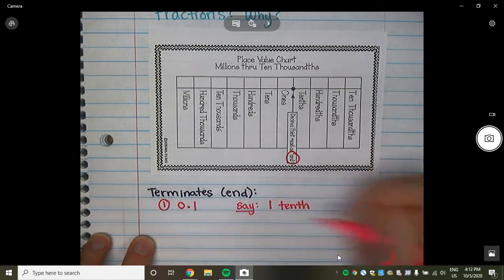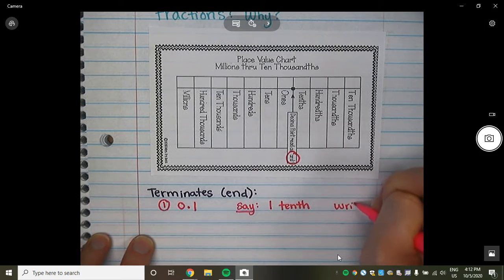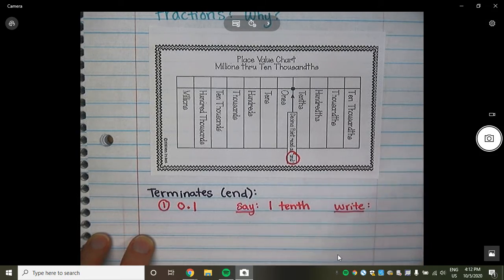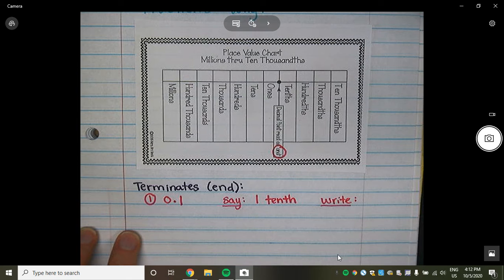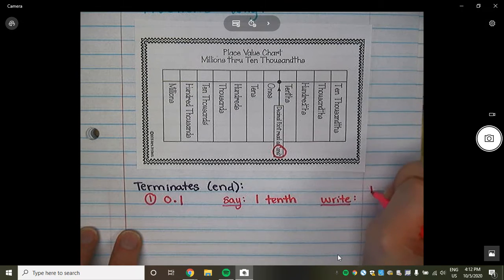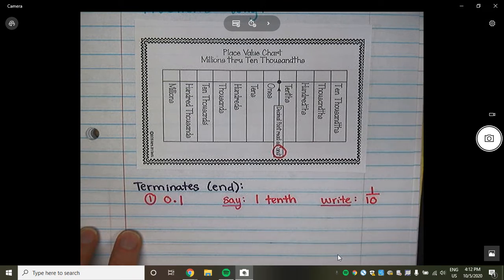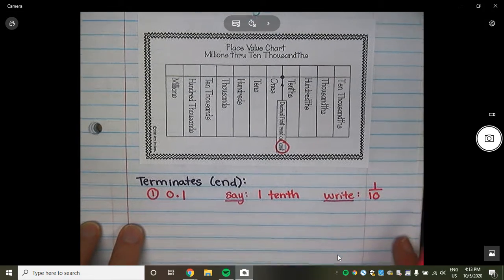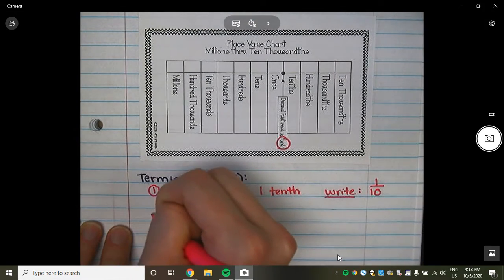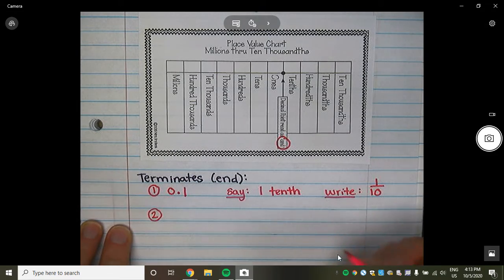So if that's how we say it, then how do we write it as a fraction? Well, hopefully saying it can help you think through that. 1/10, 1 out of 10. So it's simply like this, 1/10. We say it 1/10 and we write it 1/10. So let's take a look at a second example.